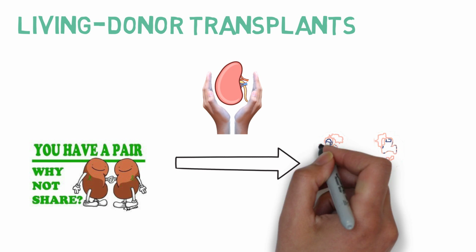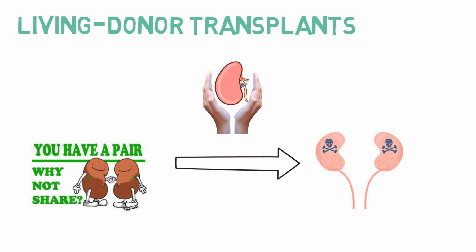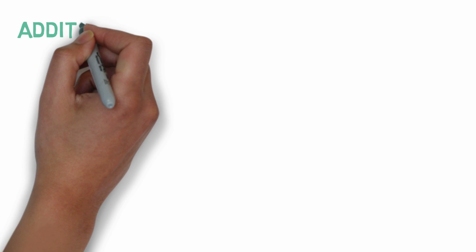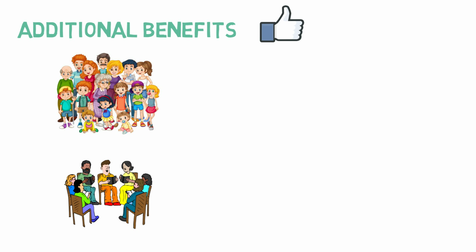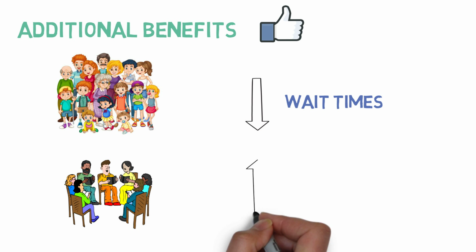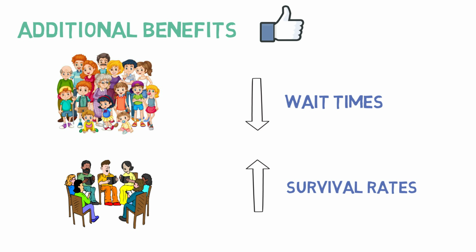In living donor transplants, one kidney from a healthy donor is given to a recipient with two non-functional kidneys. This process offers additional benefits compared to a deceased donor kidney, as the kidney may come from a family member or friend, and therefore lead to shorter wait times and increased survival rates.